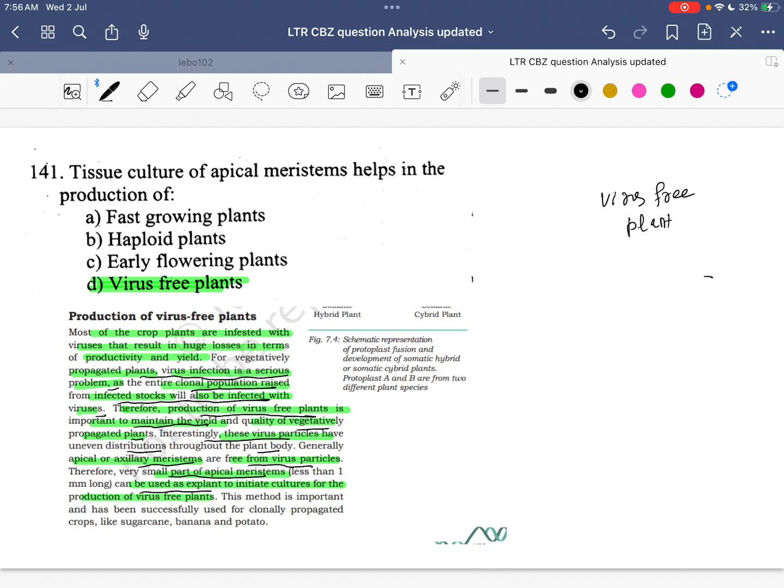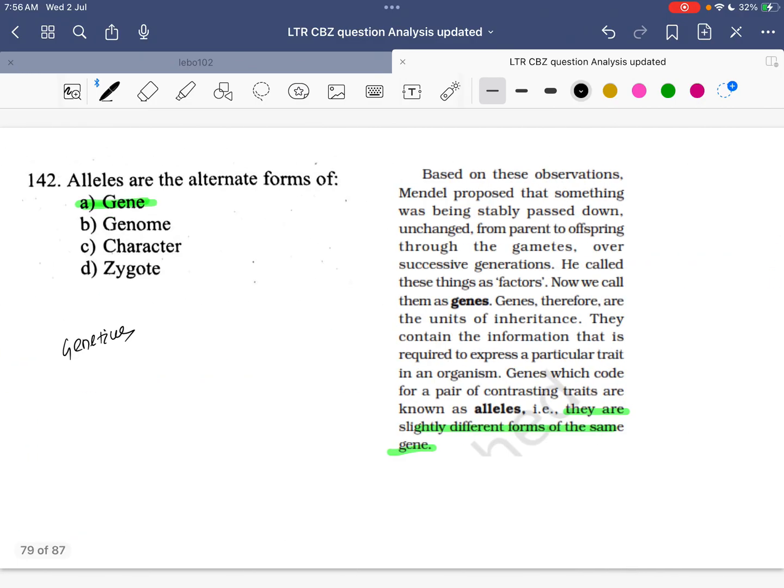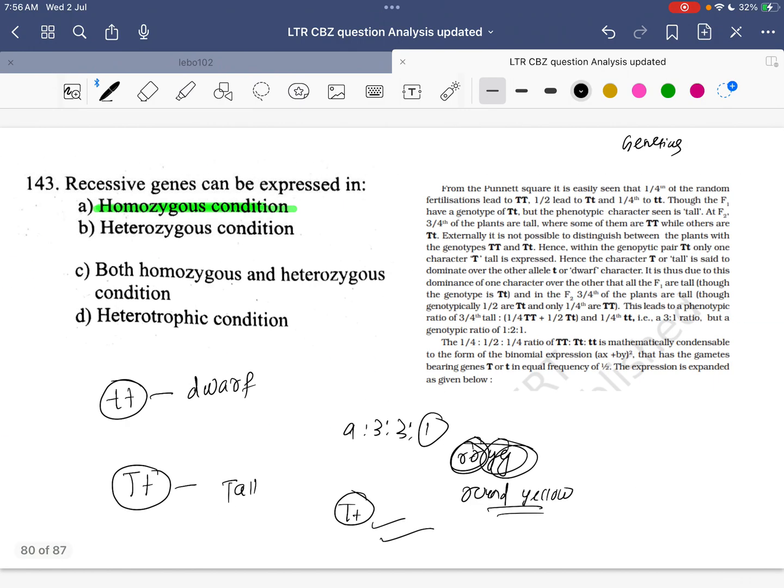Therefore, a very small part of the apical meristem can be used as an explant to initiate the culture for the production of virus-free plants. So the answer will be virus-free plants. Alleles are the alternate forms of genes. They are slightly different but the same form of the same gene.